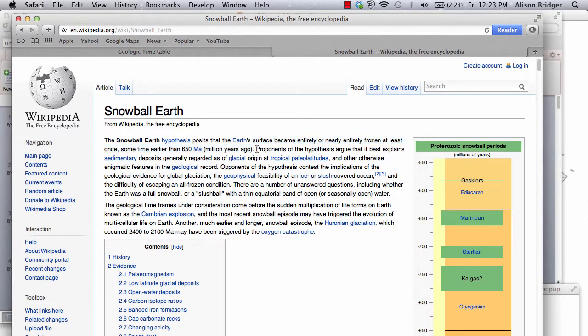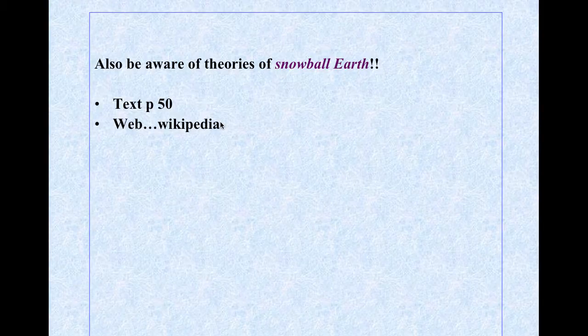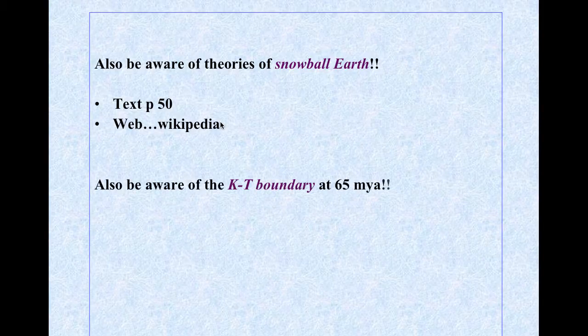Proponents of the hypothesis argue that it explains sedimentary deposits. Opponents of the hypothesis, I'll let you read this for yourself. It is by no means a sure thing that Earth ever went through a snowball phase where all of the water froze out, but there is at least a suggestion of it, and so this comes under the heading of something we want you to be aware of.